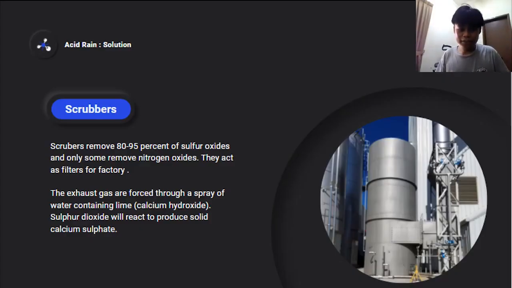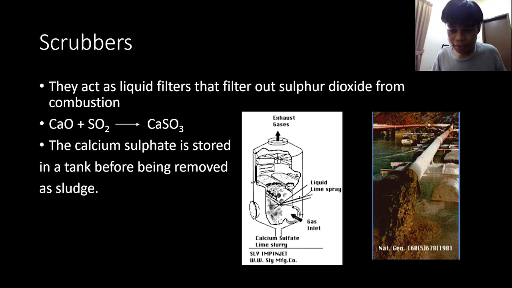So the third solution is using scrubbers. Scrubbers remove 80 to 95% of sulfur oxides, and only some can remove nitrogen oxides. They act as filters for factories. In this picture, this is a scrubber. The exhaust gas is forced through a spray of water containing lime, calcium hydroxide. The sulfur dioxide in the gas will then react to produce solid calcium sulfate. So scrubbers are like liquid filters for the gases resulting from combustion.